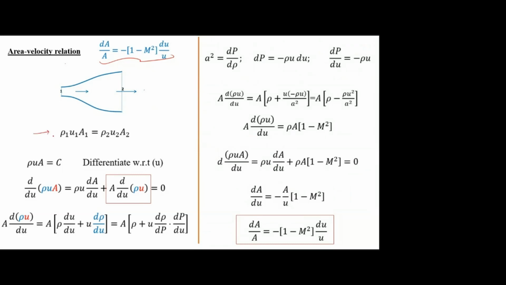First I'm applying the continuity equation. Rho 1 u1 A1 is equal to rho 2 u2 A2. So the general form is rho u A is equal to constant. So what I need is the du by u. So I'm going to differentiate this equation with respect to u.